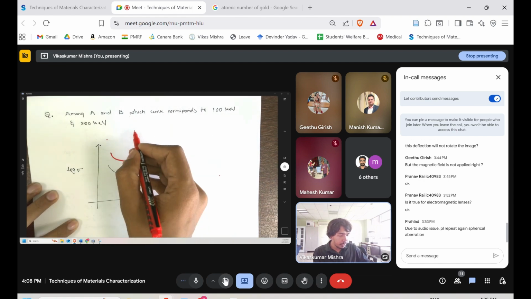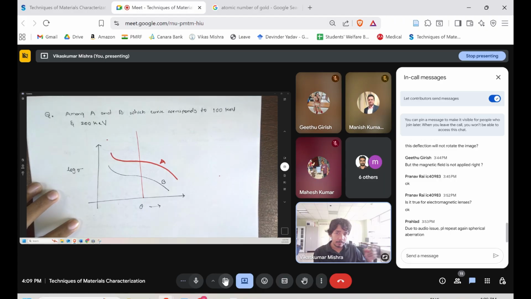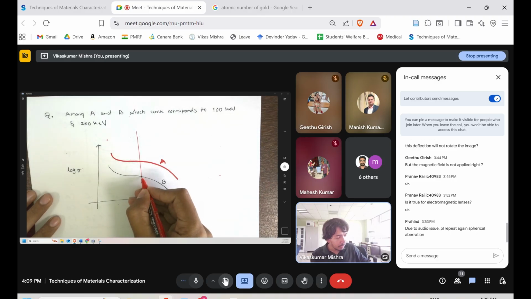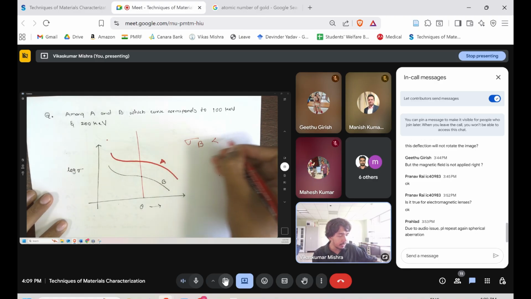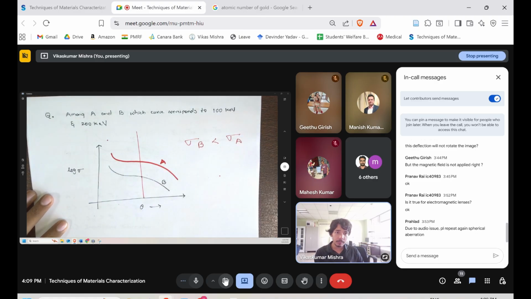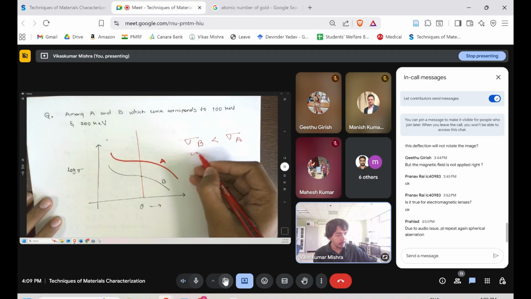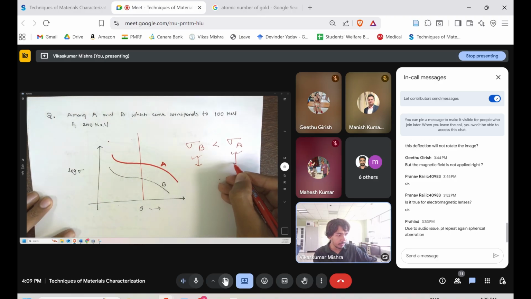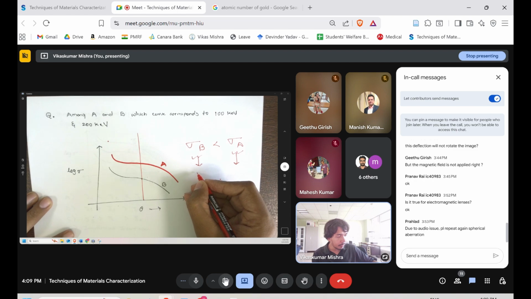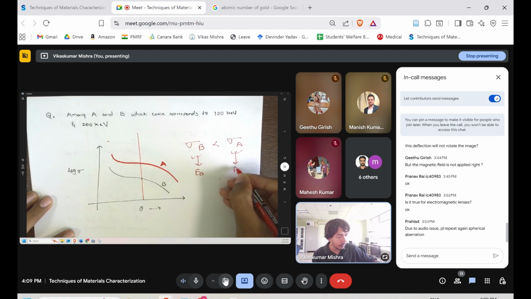Among A and B, which curve corresponds to the 100 keV and 200 keV electron beam? Let's talk about a particular theta, a particular angle. So we fix the angle. So what is happening? B is showing the less sigma. The sigma of B is less than the sigma of A. So which beam will have more energy? Which one, whether it will be more or less, E of B and E of A?